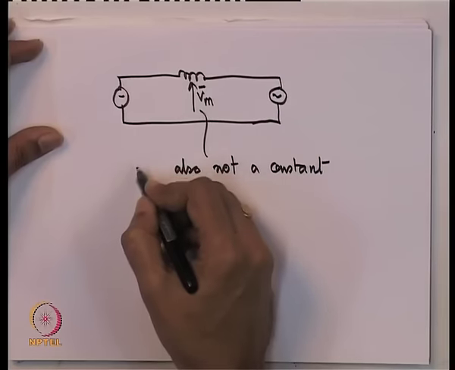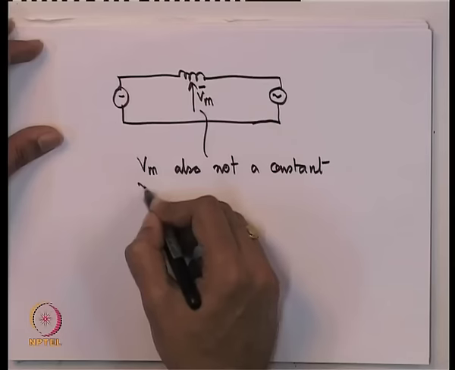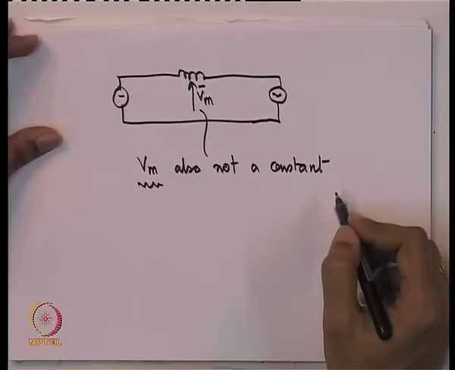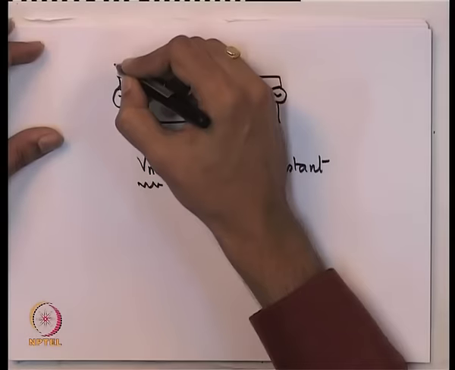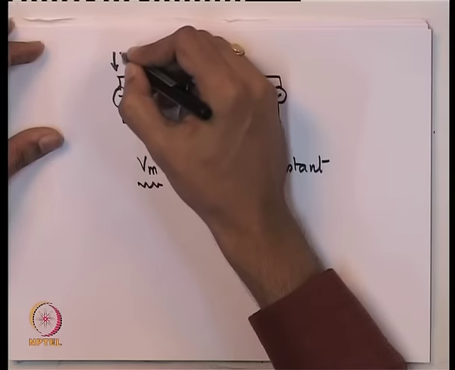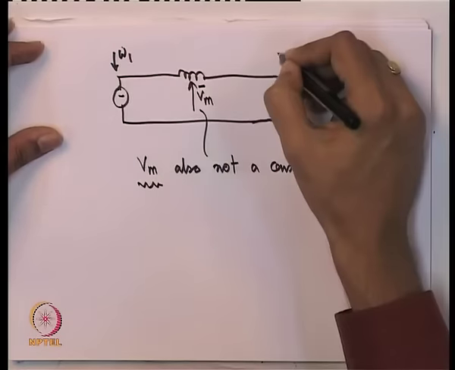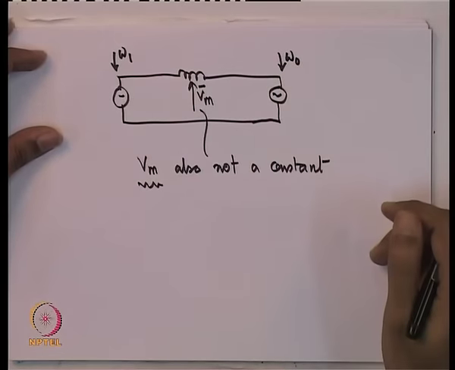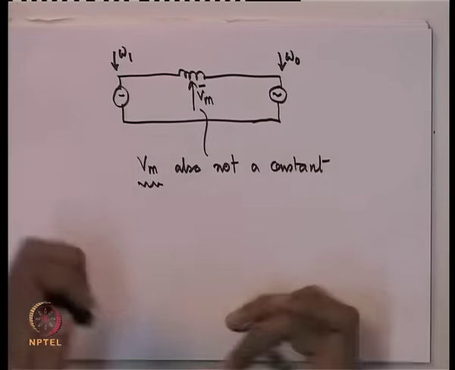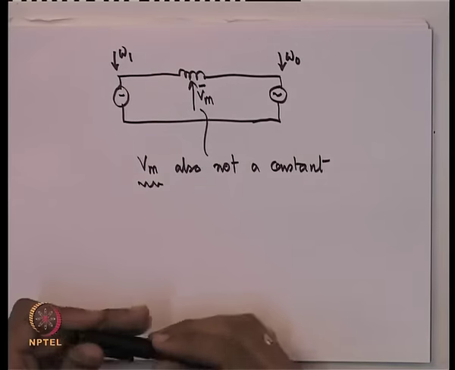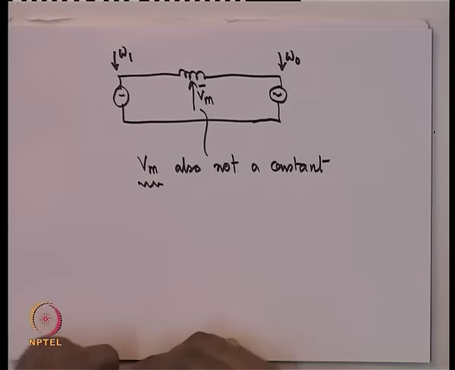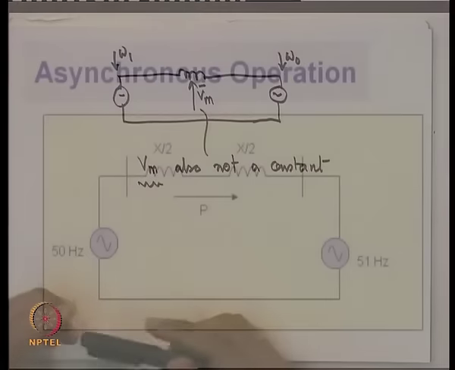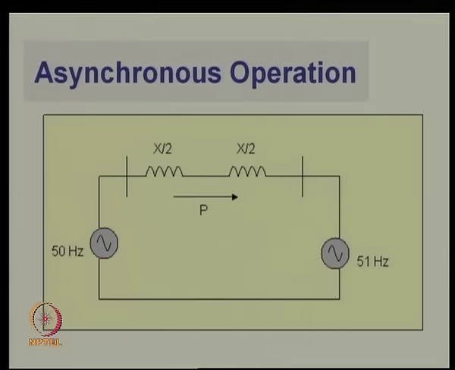So, the magnitude of the midpoint voltage is also not a constant if the frequency omega 1 of this source and omega 0 of this source are not equal. The basic thing I wish to tell you here is that if I connect two synchronous machines together and they are operating at different frequencies, they may be very close to each other, but slightly different.